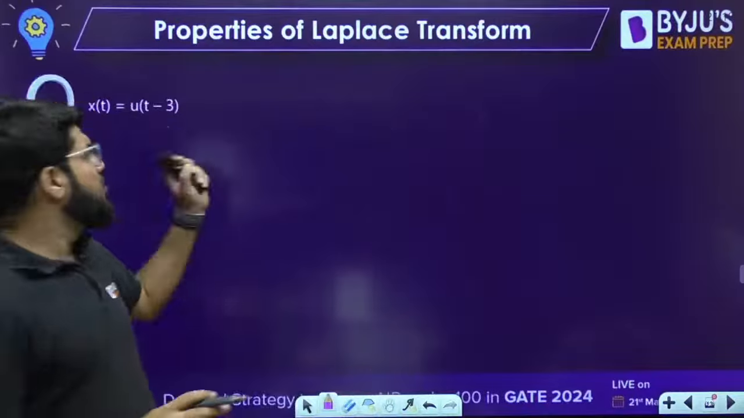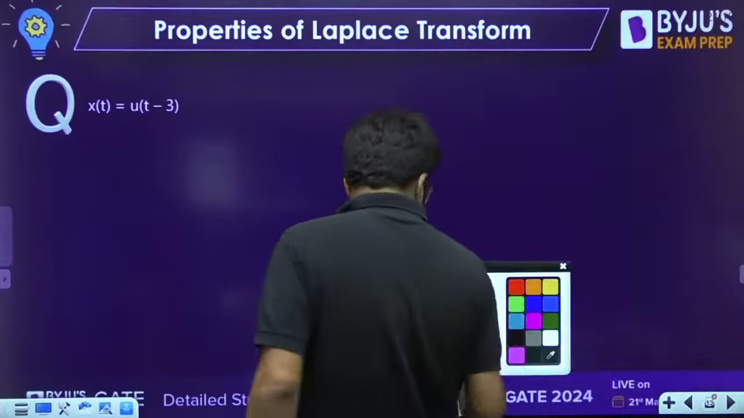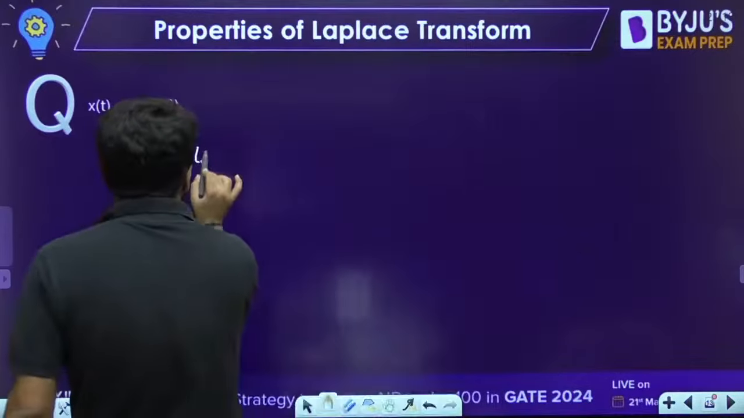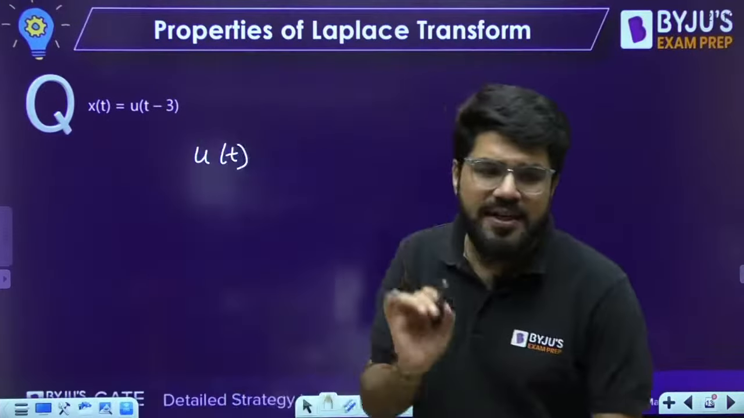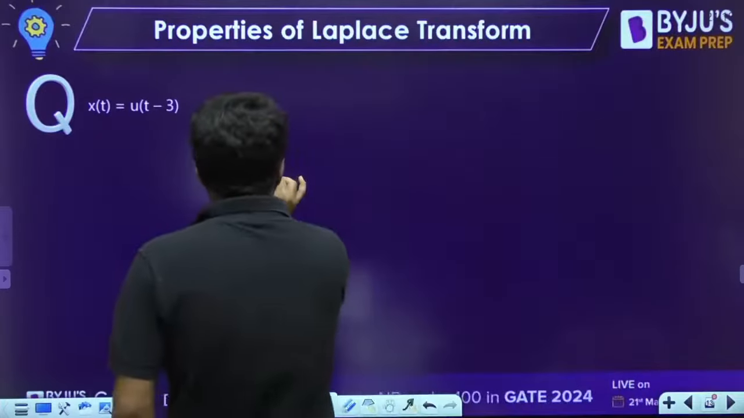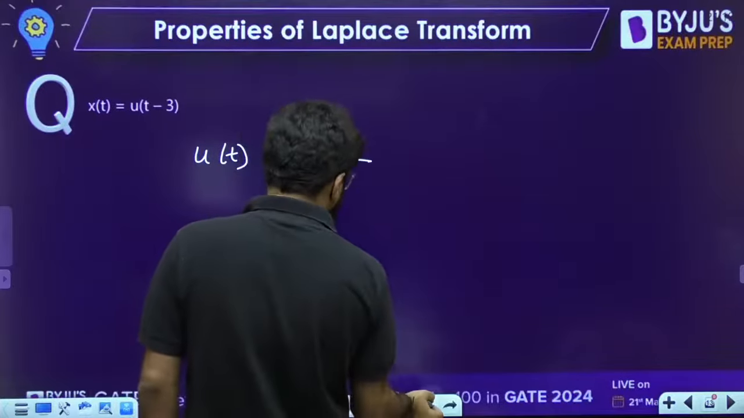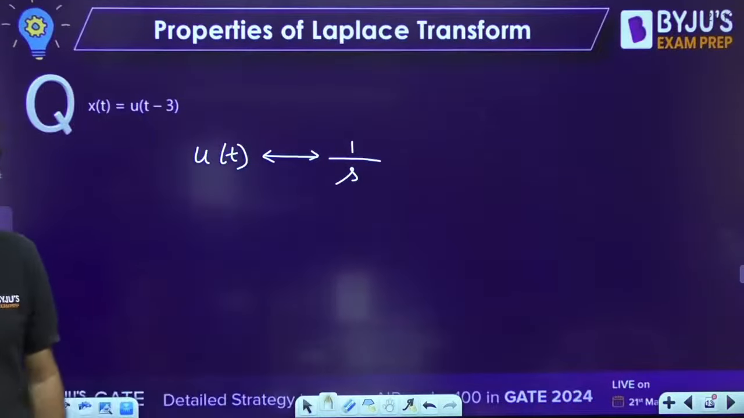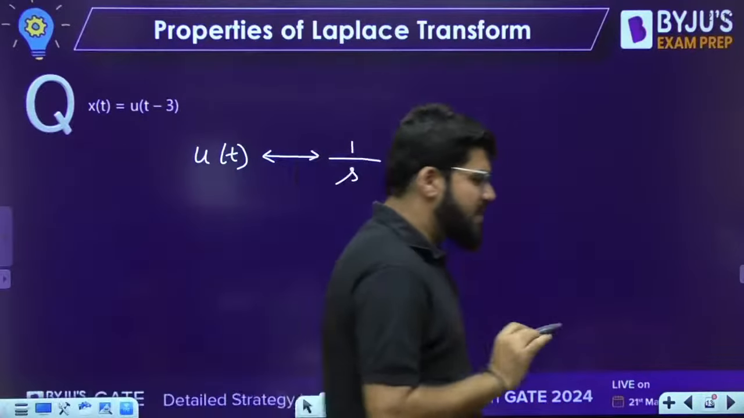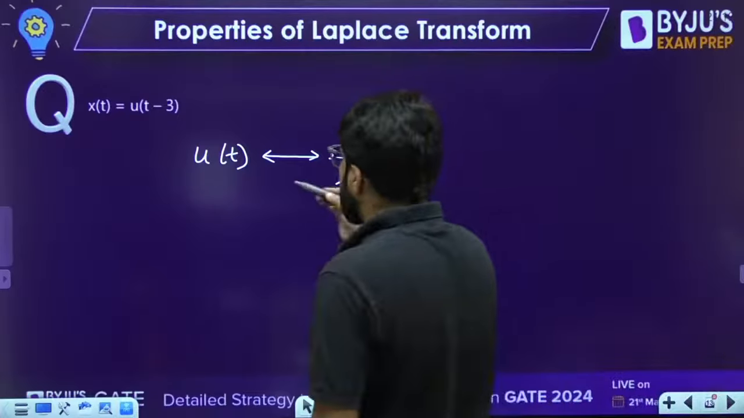Now have a look at this. What is the Laplace transform for u(t minus 3)? We have seen in the last classes what the Laplace transform is for the unit step signal. For the unit step signal u(t), the Laplace transform is given by 1 by s. So what should be the Laplace transform for u(t minus 3)?